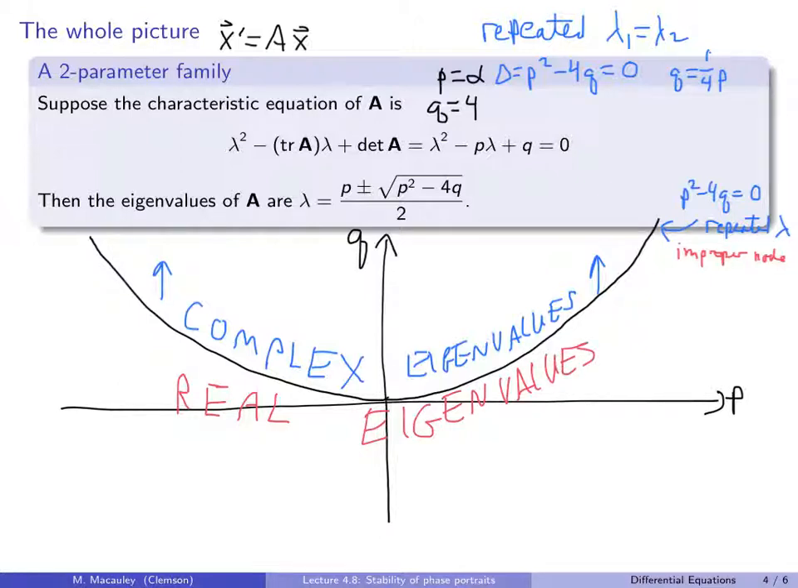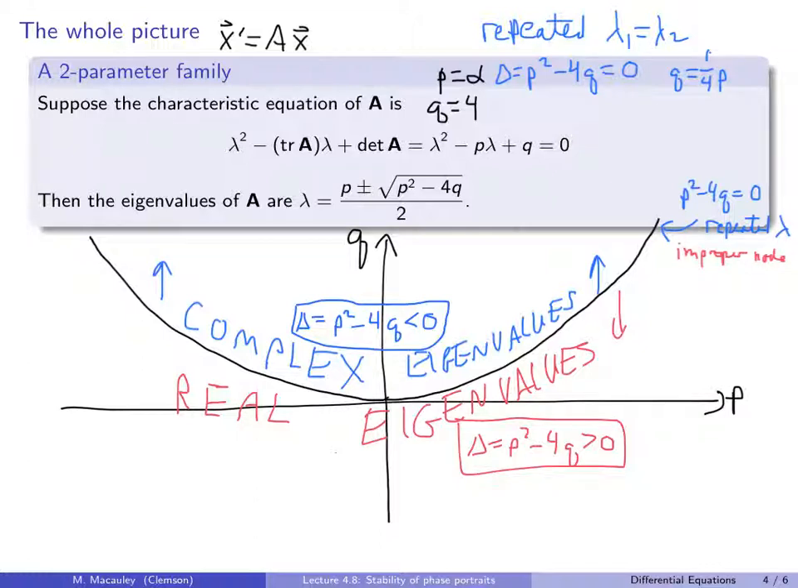And I should say they're complex eigenvalues because this discriminant, which is P squared minus 4Q, is less than 0. So that's why they are complex. And they are real down here because this discriminant, P squared minus 4Q, is greater than 0. I'm going to move it off of the middle and put it over here, and you'll see why shortly. So that's why there are real eigenvalues below this parabola.